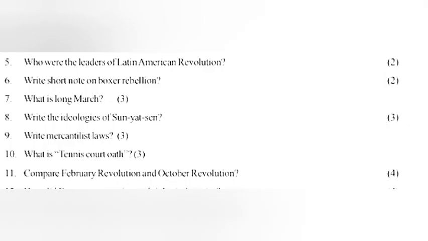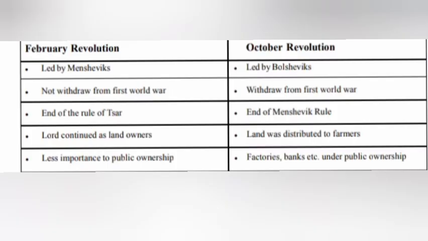11. Compare February Revolution and October Revolution. Answer: February Revolution: led by Mensheviks; did not withdraw from the First World War; end of the rule of Tsar; lords continued as landowners; less importance to public ownership. October Revolution: led by Bolsheviks; withdrew from the First World War; end of Menshevik rule; land was distributed to farmers; factories, banks, etc. under public ownership.